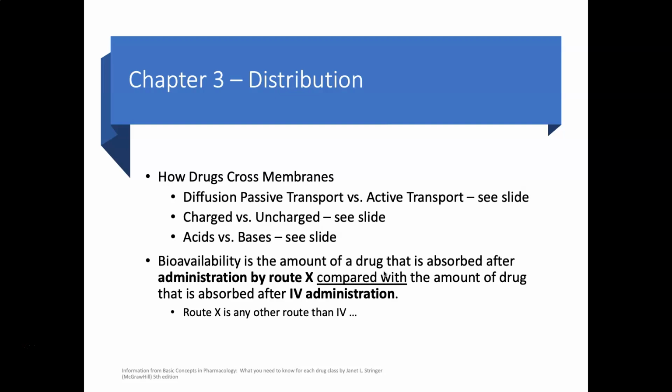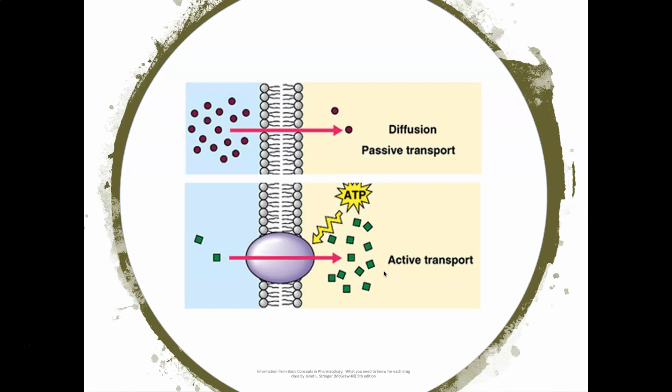So let's go back. Let's talk about drugs crossing membranes and the different things that impact that. Diffusion passive transport means that it crosses the membrane without any effort. It just slips right through. It diffuses. There's nothing that has to take place, nothing to force it through, nothing to pull it through. It just happens all by itself. While no one's paying attention, it just diffuses through. It's passive transport. It happens.